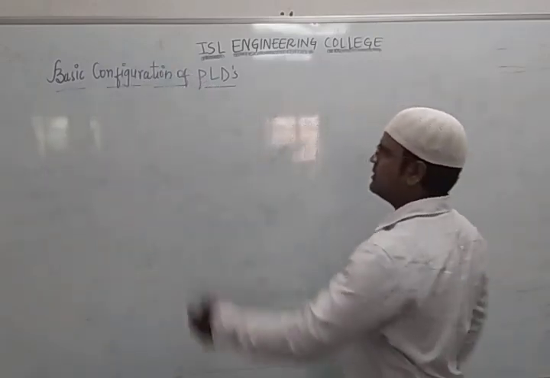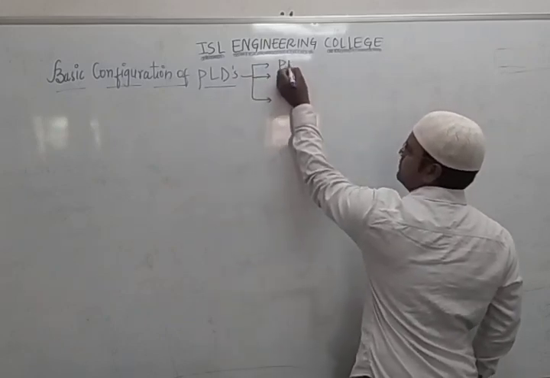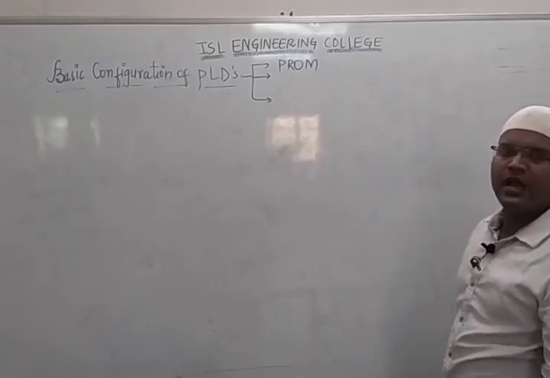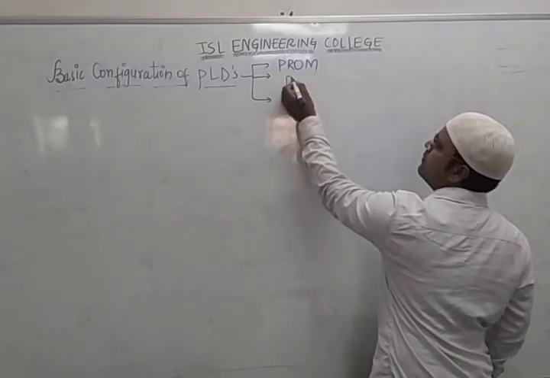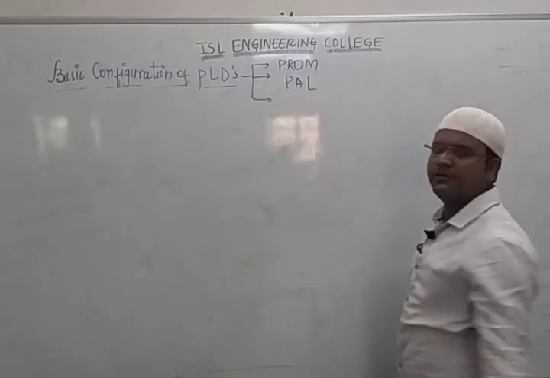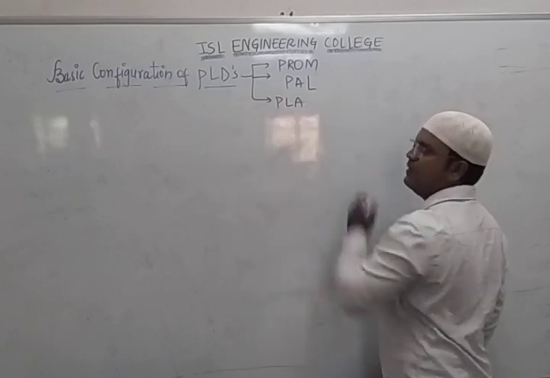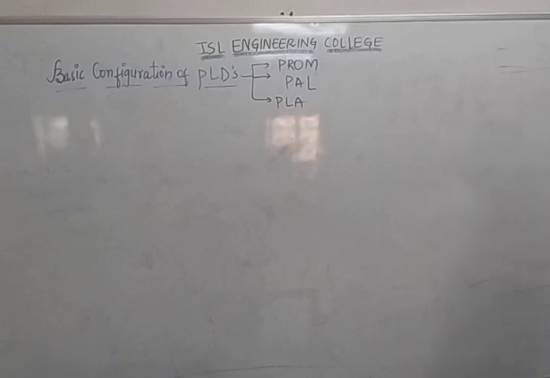It has how many parts? It has three parts. One is ROM, that is nothing but PROM. What does P stand for? Programmable Read-Only Memory. Next we have PAL, Programmable Array Logic. Next we have PLA, Programmable Logic Arrays. So these three concepts we are going to discuss in today's class.